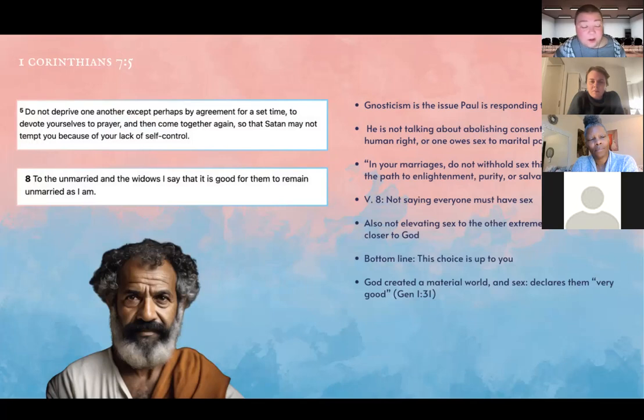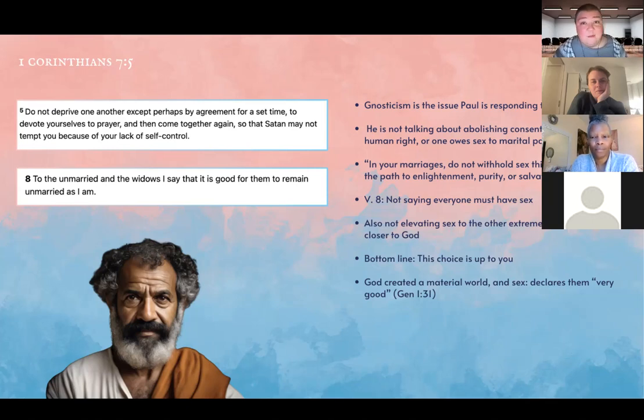This is what Paul is responding to. He's not talking about abolishing consent. He's not saying that sex is a human right, or that one owes sex to one's marital partner. He is specifically speaking to the Gnostic practitioners in this faith community, saying, "Do not deny each other in your marriages. Do not withhold sex, thinking this is your path to purity or salvation." It is not. He goes on to say in verse 8, "To the unmarried and the widows, I say that it is good for them to remain unmarried as I am."